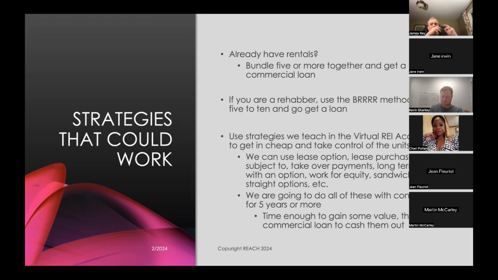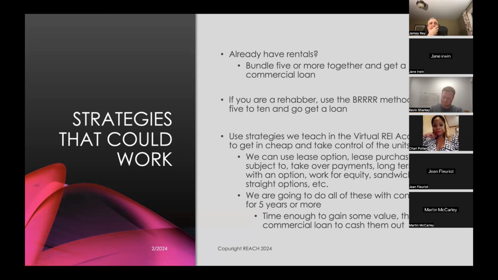Is it 5? Okay. So obviously, if you do want to stay in single family, what we recommend you do is take your first 5 and put them under a commercial loan, right? So then you have one, and then you can go start stacking again if that's what you want to do.